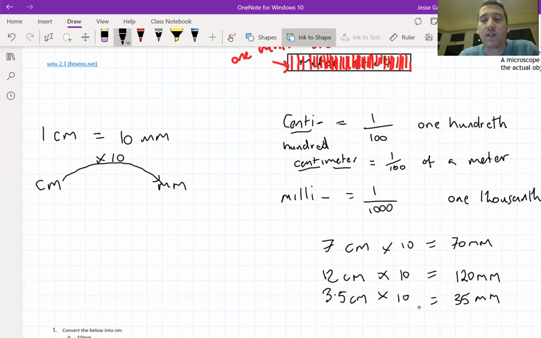Great. So when we go from centimeters to millimeters, the number gets bigger because there are more of them. And that means millimeters are smaller than centimeters. That bit's a little bit hard to understand, that if millimeters are smaller than centimeters, there are more of them.